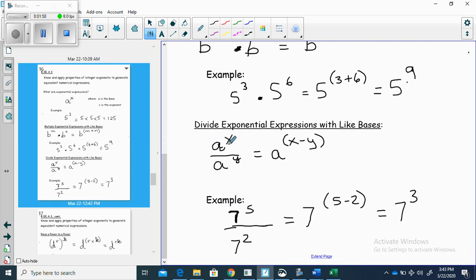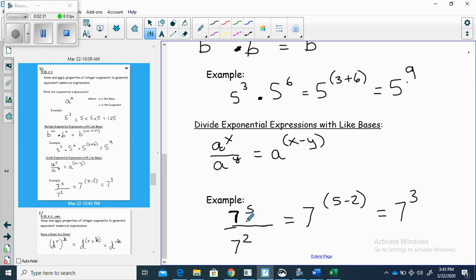What if you're going to divide exponential expressions with like bases? Say you've got a to the x power, and you divide it by a to the y power. In both cases, a is our base. This is the same thing. A is the same base. So what we do is we subtract our exponents. That would give us a raised to the x minus y power. When you have the same base and you're dividing, you simply subtract the exponents.